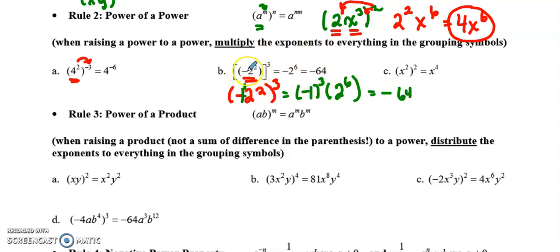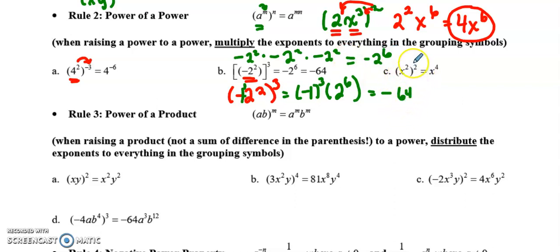The other way of thinking about this is saying negative 2 squared to the third. This is saying, see that entire thing 3 times. So negative 2 squared times negative 2 squared times negative 2 squared, okay? And then think about doing this: negative times negative times negative gives you a negative, okay? And then 2 squared, 2 squared, 2 squared. When you add all of those up, that gives you negative 2 to the 6, okay? If you have any questions on that, let me know. It's a little bit tricky.